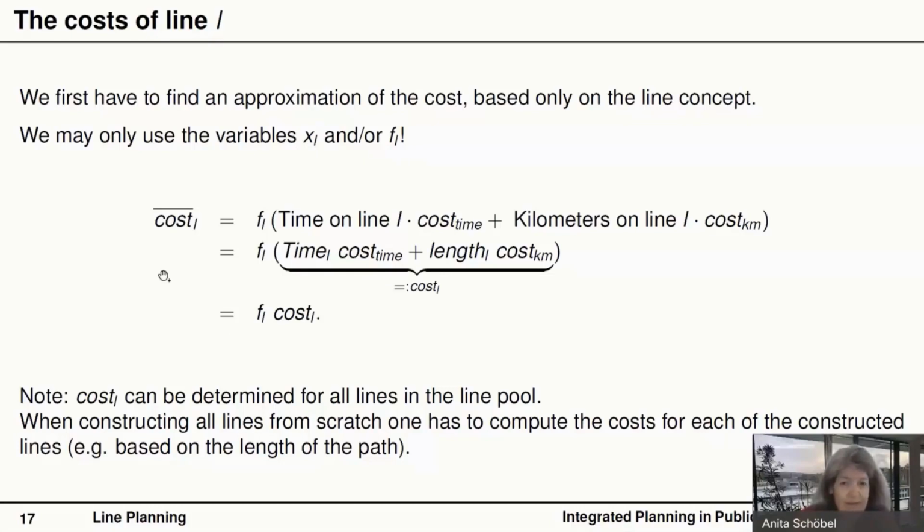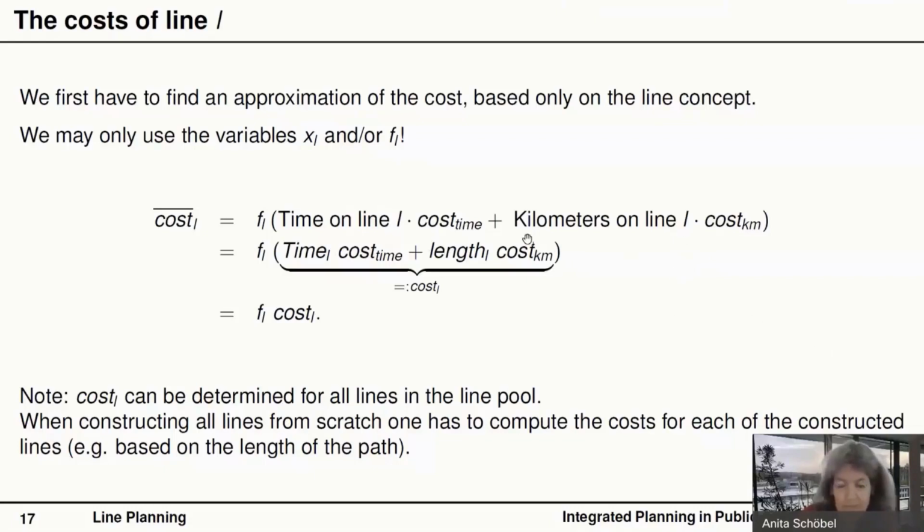And the only thing we can do is something that uses the XL or the FL variables. And what can we do to approximate at least the costs? We want to look at the cost types we have. We usually have costs per time, because if we drive a line with a bus, we have to pay the driver, for example. And we have costs per kilometer, because we need gasoline and tires, and the bus gets used if you drive with a bus.